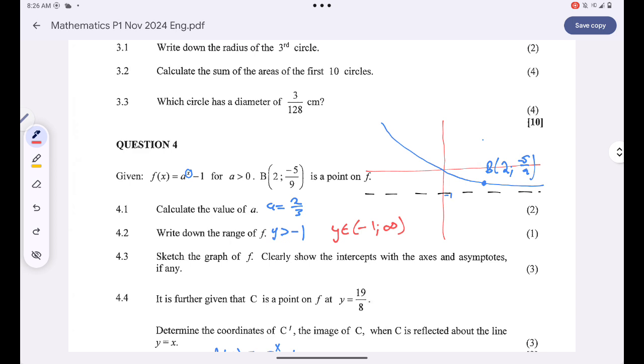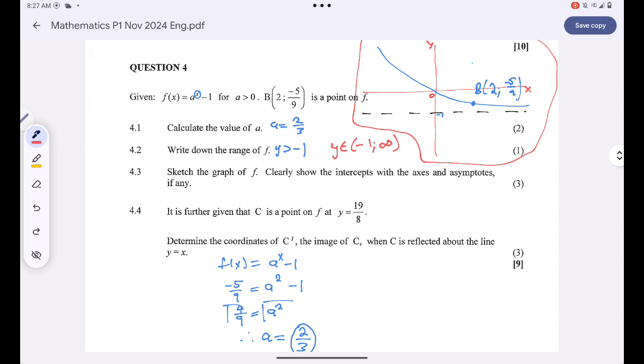And then for question 4.3, they want us to sketch the graph and clearly show the intercepts with the axes and the asymptotes. Already we've done that, guys. This is our sketch. Yes, we have our asymptote at y is equal to -1, and our graph will be a decreasing function. Why? Because a is just a proper fraction. That's how, guys, you're supposed to draw your graph.